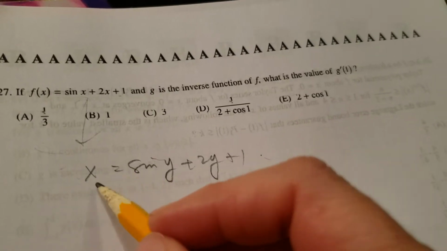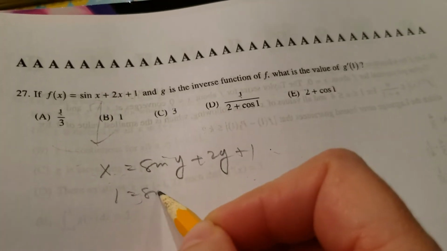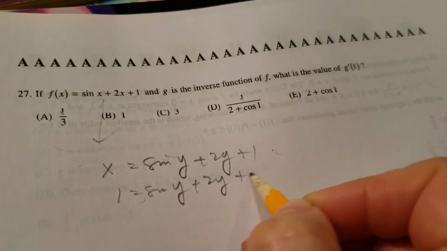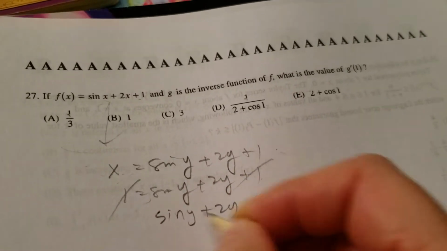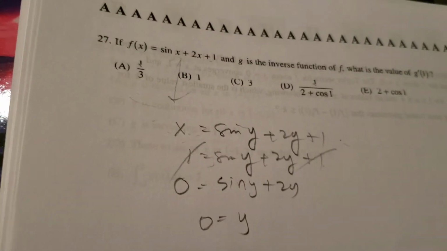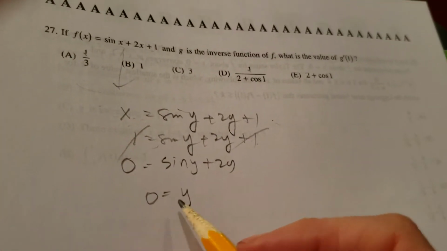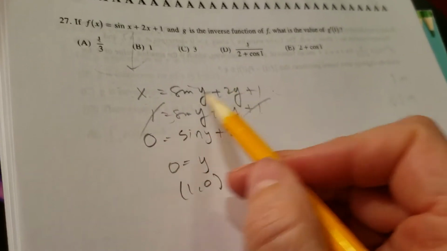So if I know that x is 1 and I plug it in, I would get 1 equals sine y plus 2y plus 1. The 1's cancel out. Sine y plus 2y. By trial and error, you see the only way this would be 0 is if y were 0. Okay, so when x is 1, y is 0. This is a point on my inverse.